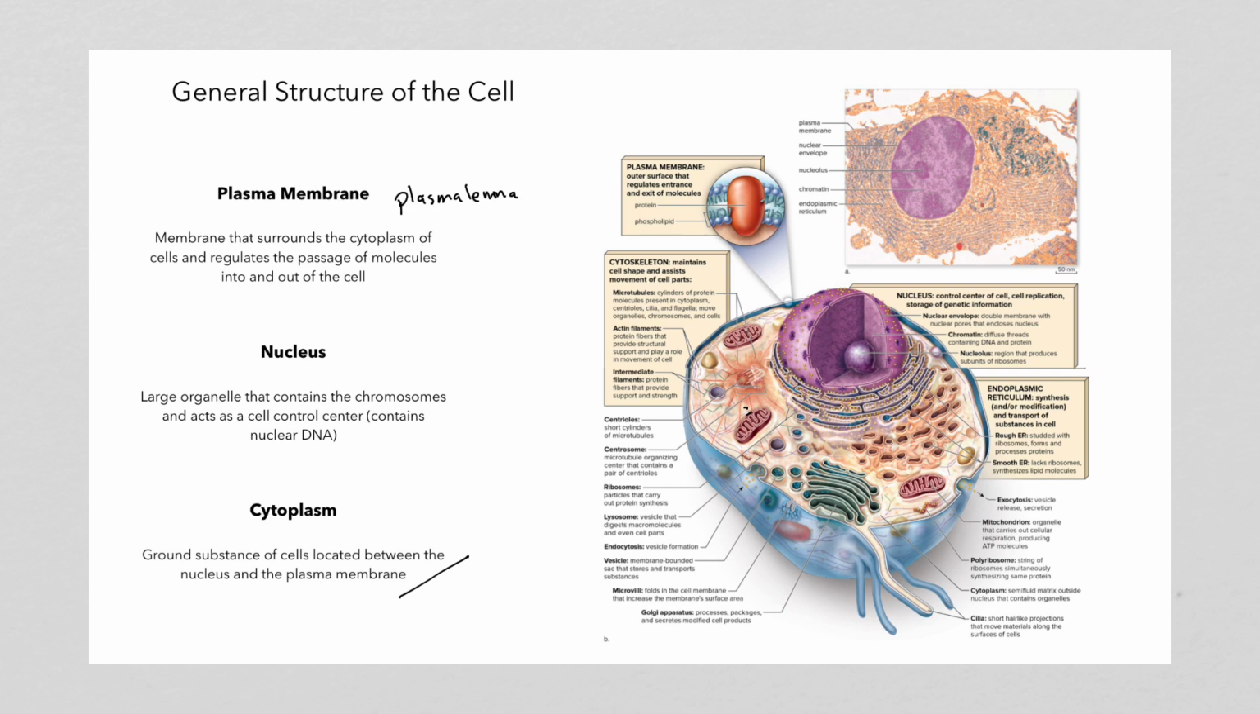But our general structure of the cell, again, is made up of three things: the plasma membrane, the nucleus, which is basically the structure that controls cell division and all of the functioning of the cell, and then cytoplasm, which is going to be that liquid plus all these other little structures inside.